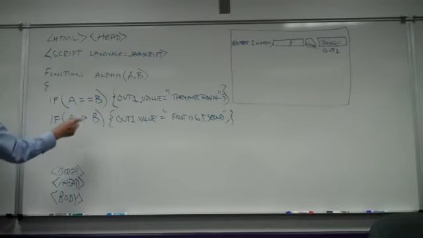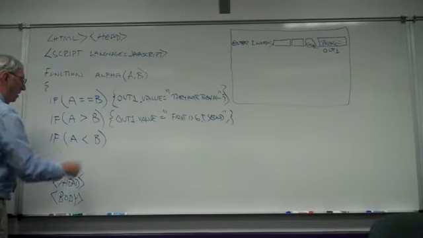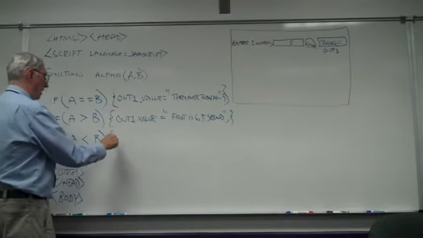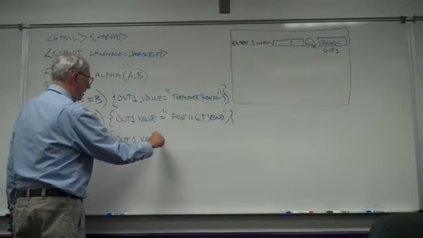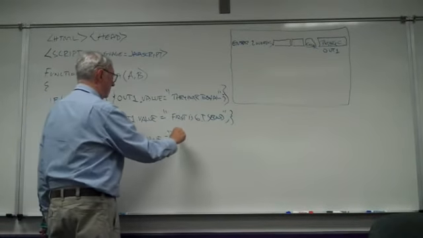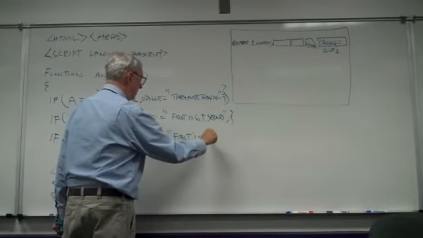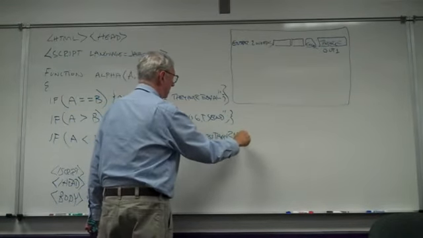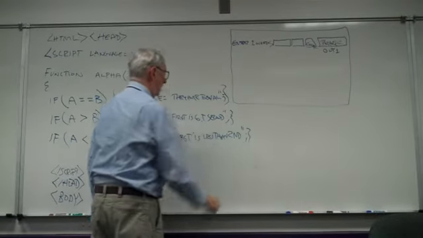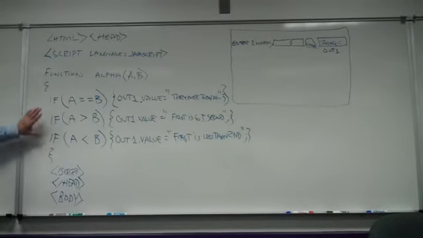If it doesn't get either of those two, you can say, well, if A is less than B, you can say, out1.value equals first is less than second. Like that. And there it is. Finish the thing. There it is. That's it. That's the program.